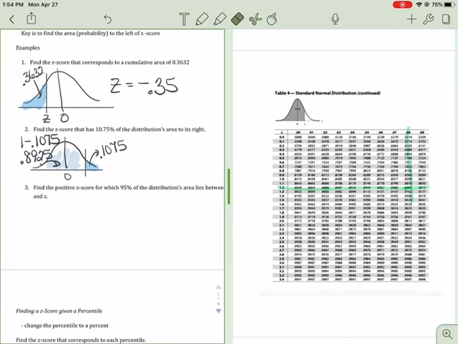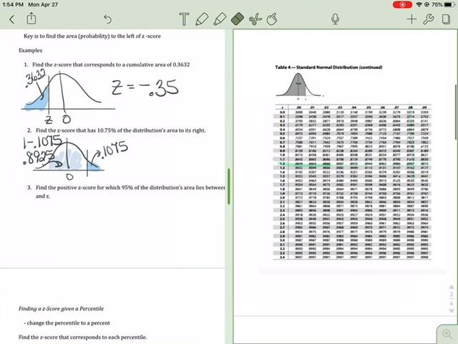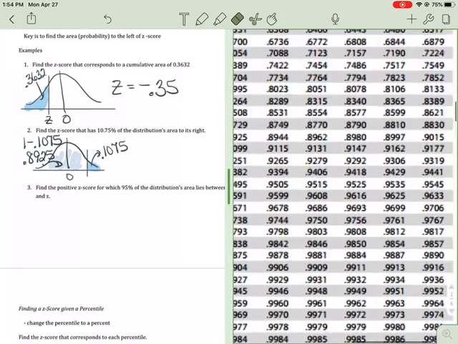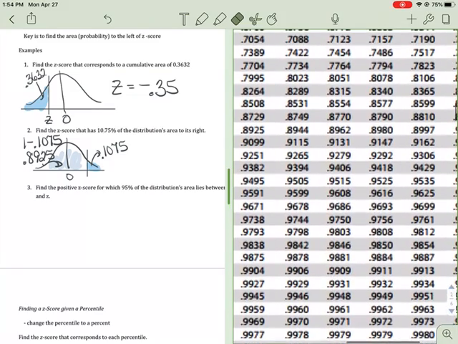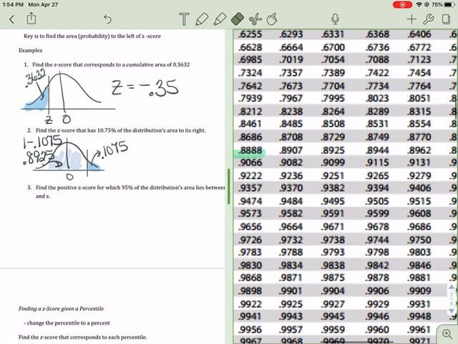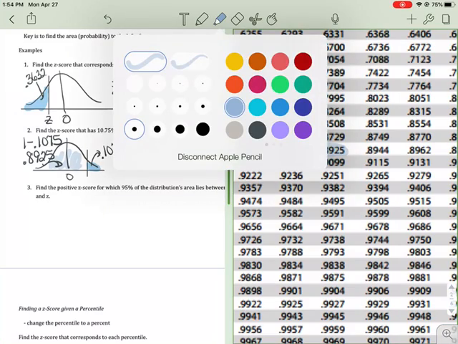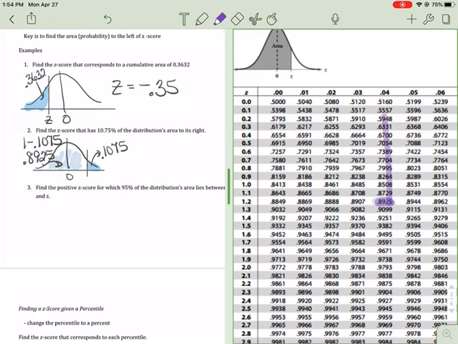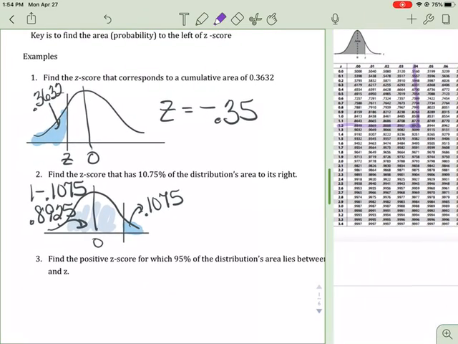Okay, so 0.8925. Oh, there it is. 0.8925. Let's make that darker. Here it is. Okay, so I'm going to go up. It's 0.04. If I go left, it's 1.2. So my z is 1.24.